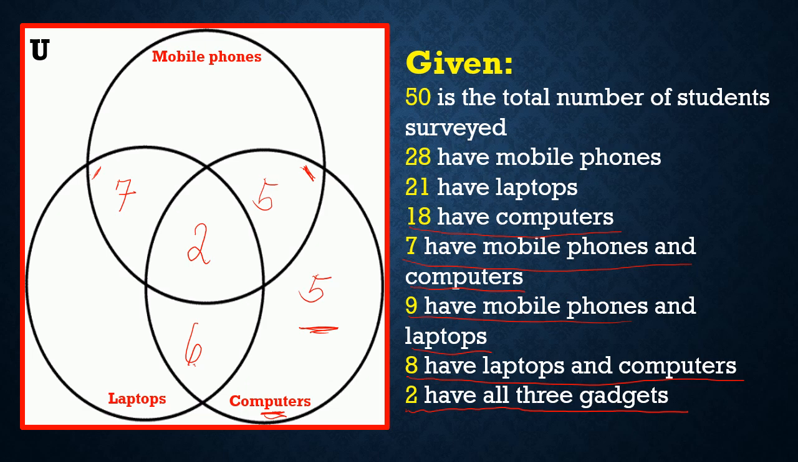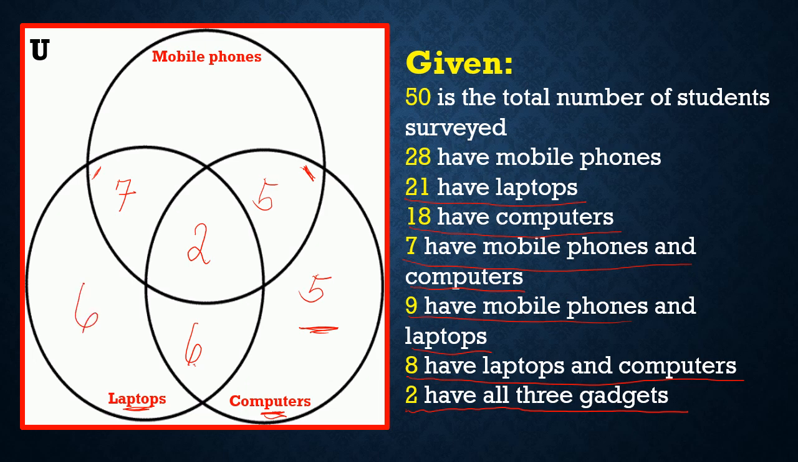And then, 21 have laptops. Okay? So, nasa yung portion ng laptop? Ito. So, again, nasa loob ng circle niya, nakalagay yung 7, 2, and 6. Kailangan nating i-add yung 7, 2, and 6, and then isusubtract natin dun sa 21. 7 plus 2, that is 9. Plus 6, 15. 21 minus 15, that is 6.